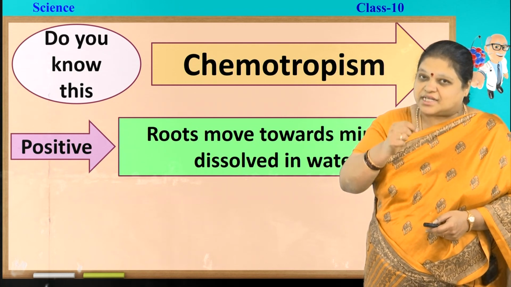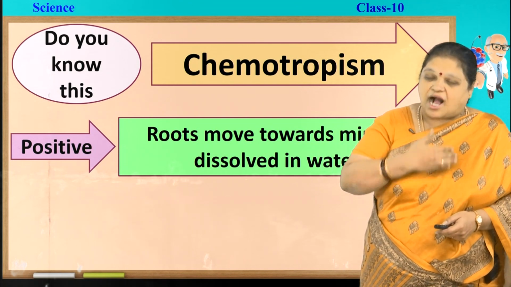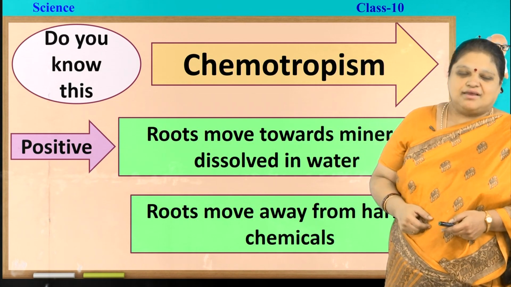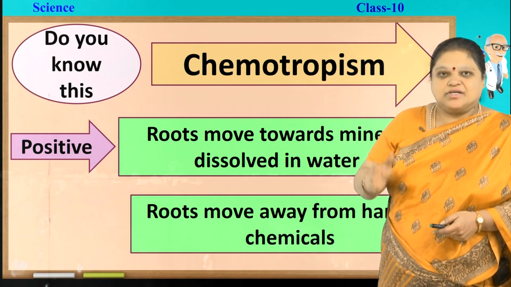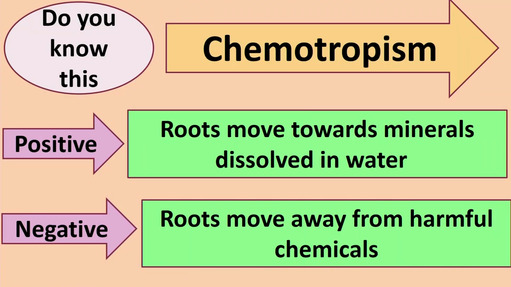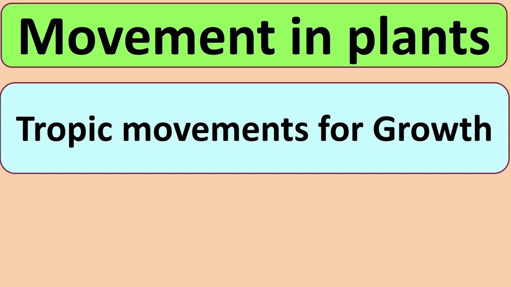Whereas, do you know there are some conditions where the roots move away from the chemicals. What type of chemicals? Harmful chemicals like acids, etc. So, it is moving away from harmful chemicals. It is a type of negative chemotropism. So, there are two types of chemotropism, positive and negative.